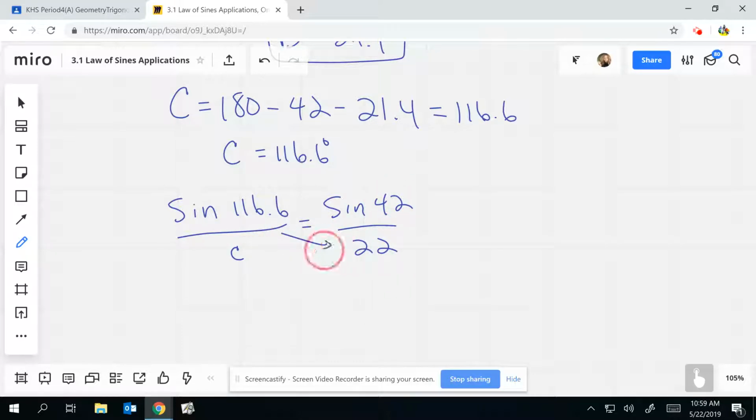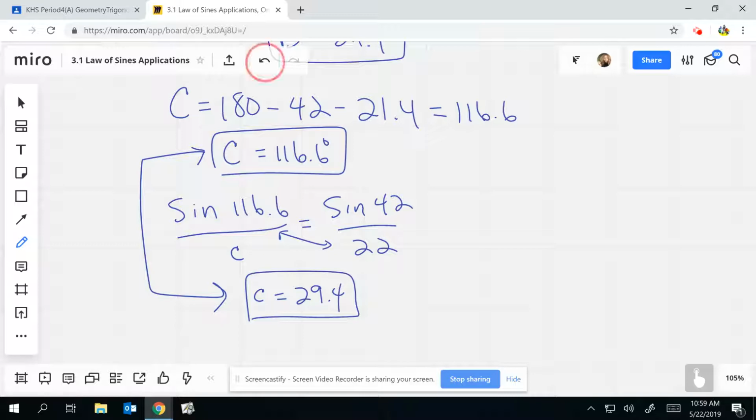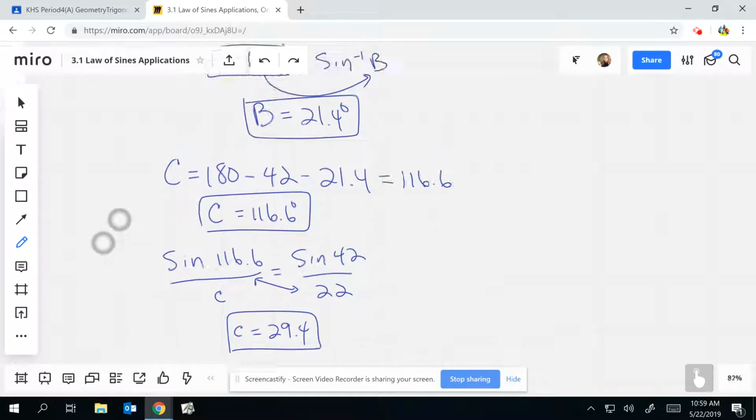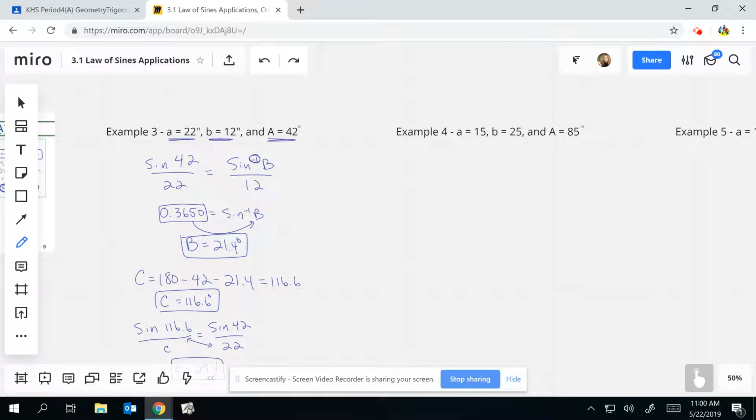So again, multiply the two that are numbers. Sine of 116.6 times the 22 divided by the sine of 42. And you get 29.4 for little c. So you have all 6 pieces now. And that's the biggest side. C is the biggest angle, and it's across from the biggest side. Those are together. Biggest angle, biggest side, right there. And then your smallest angle was 21.4, so B is your smallest side, and it is, it's 12. So it does make sense.